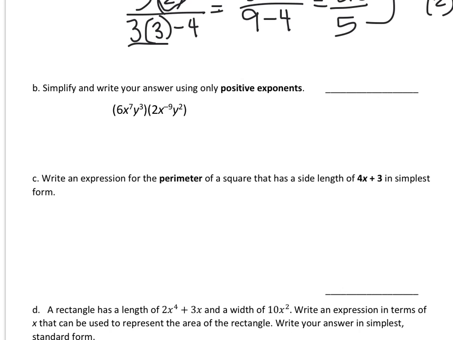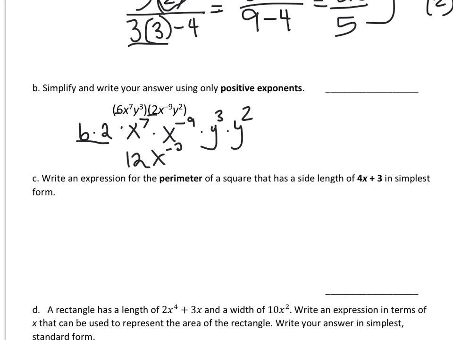So we're just going to use the law of exponents for multiplication. We're going to multiply the coefficients, which would give us 6 times 2. We're going to multiply the x's, which would give us x to the 7th times x to the negative 9. And we're going to multiply the y's, y to the 3rd times y squared. 6 times 2 gives me 12. X to the 7th times x to the negative 9th, if you remember the law of exponents for multiplying, we add the exponents and the base stays the same. So we get x to the negative 2, because 7 plus negative 9 is negative 2. And we get y to the 5th, because 3 plus 2 is 5.